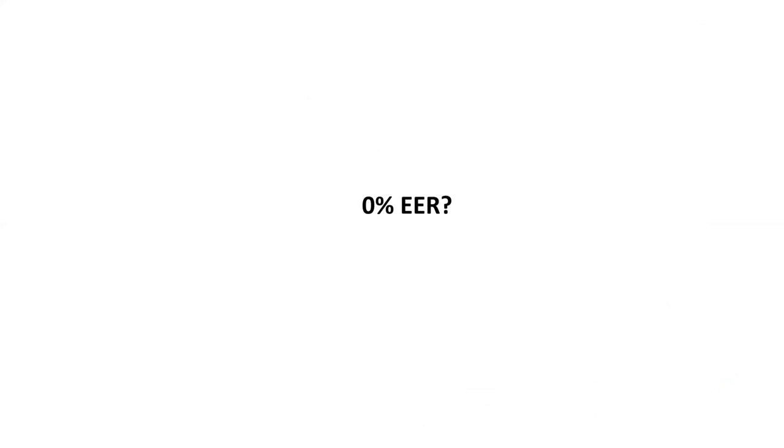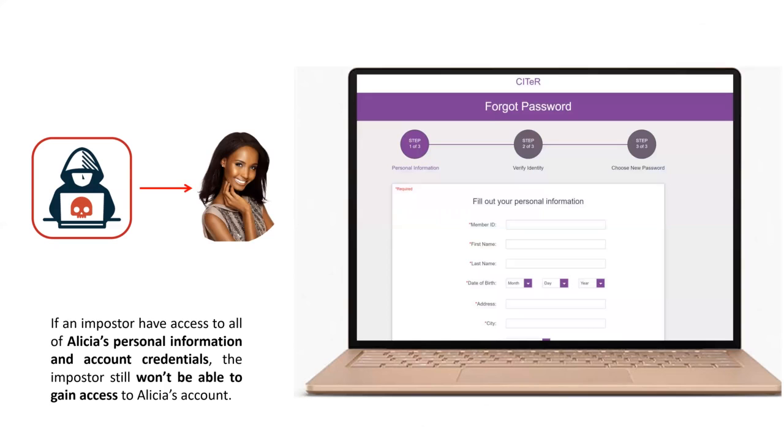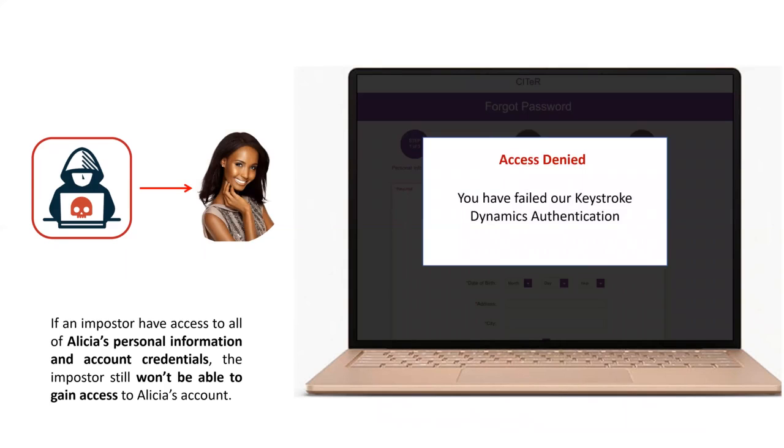You ask, what does 0% equal error rate mean? This means that we can perfectly differentiate between users by the way they type. Now, take for example, an attacker or an impostor who has access to Alicia's personal information and account credentials and attempts to attack Alicia's accounts. When the impostor fills this form, such an impostor will be denied access because their typing pattern does not match Alicia's typing pattern. So Alicia's typing pattern is completely unique and is used for authenticating her.